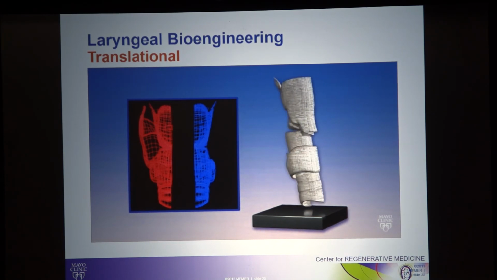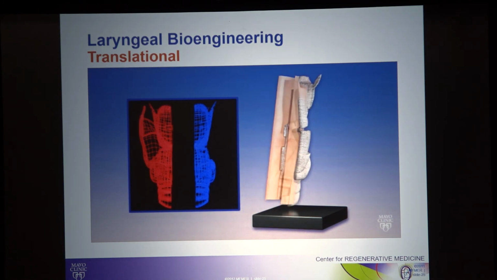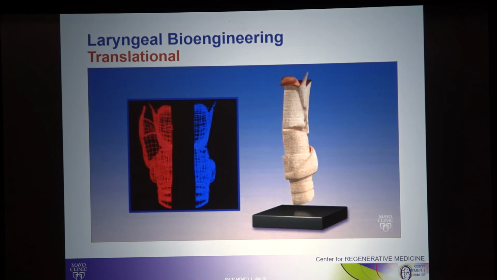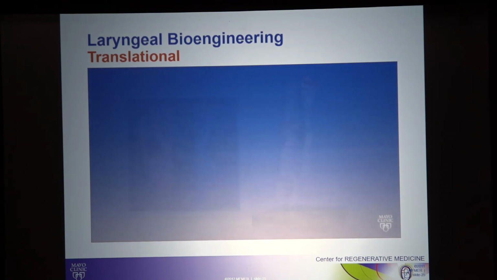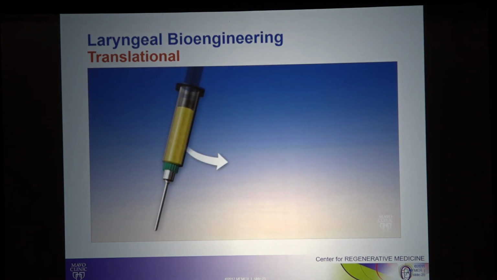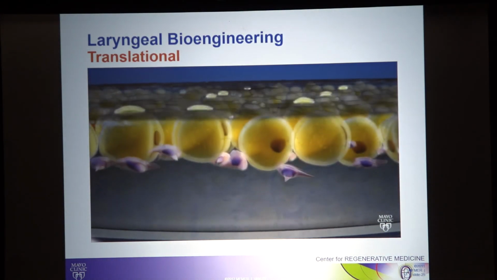You print off your scaffold either directly or through a mold. You can add secondary scaffolds, which is represented by this orangish thing, use it to help growth, whatever it is you need to do with that. While you're in the process of doing that, we just get fat from the patient using liposuction, and you guys know this process pretty well.